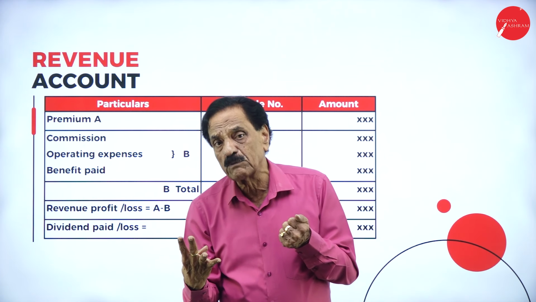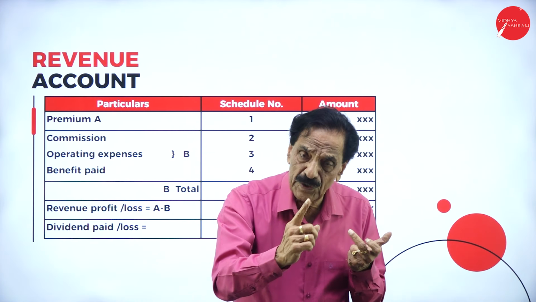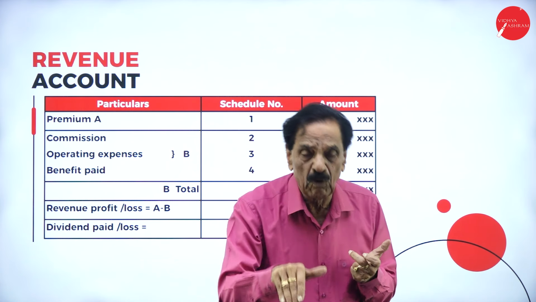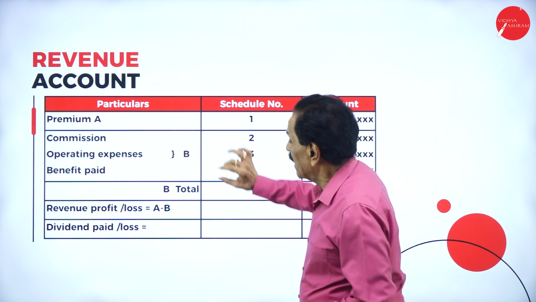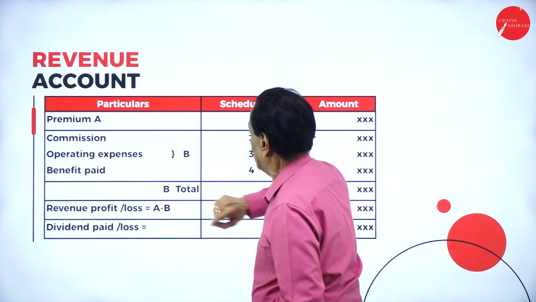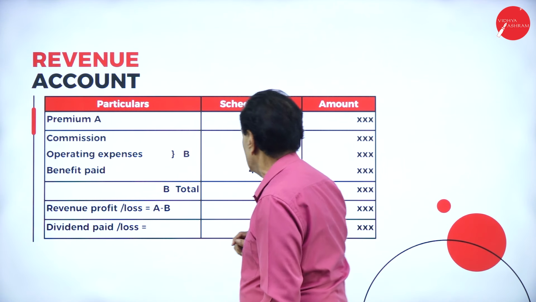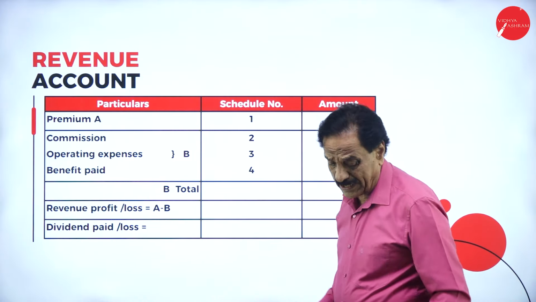Which are the four items? First is the claim, second is the bonus, third is the surrender, fourth is the annuity. These are all expenditure. B is an expenditure, A, B. So the revenue or profit or loss is A minus B. If there is any dividend, the dividend should be deducted.